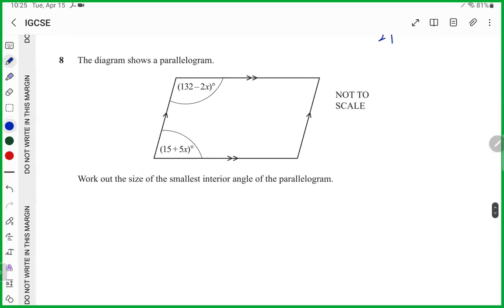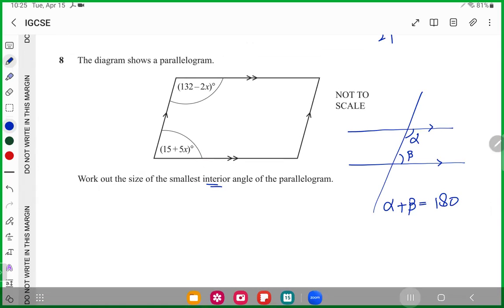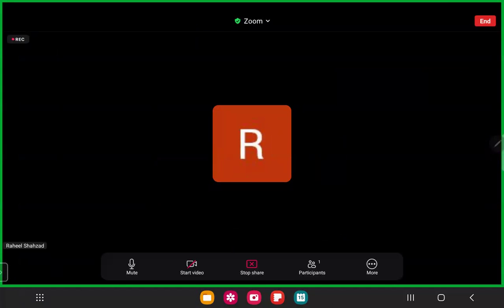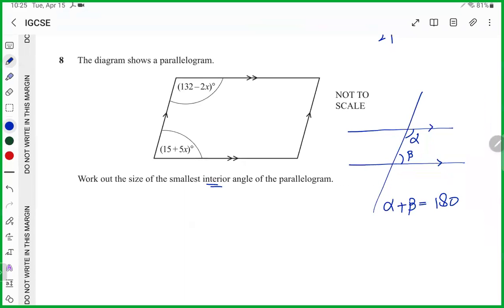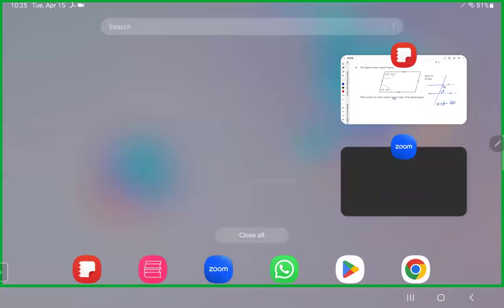Okay, when we talk about angles, the diagram shows a parallelogram. So work out the size of the smallest interior angle of the parallelogram. Suppose when we have these two straight lines, right? This is alpha and beta. So alpha plus beta must be equal to 180 degrees, right? It has to be 180 degrees.